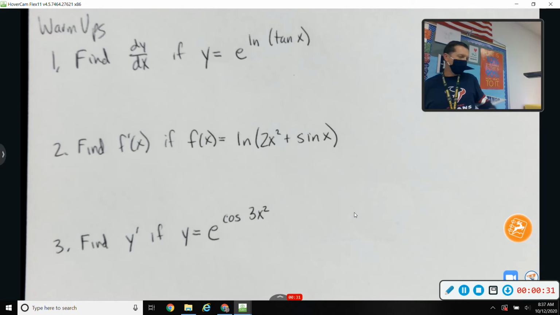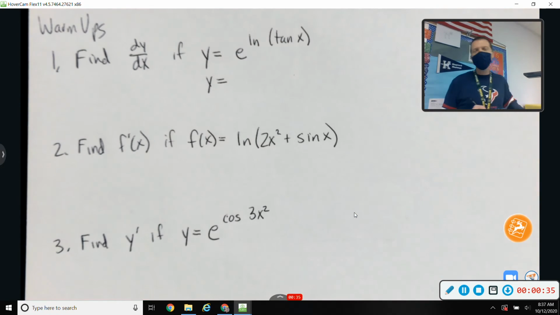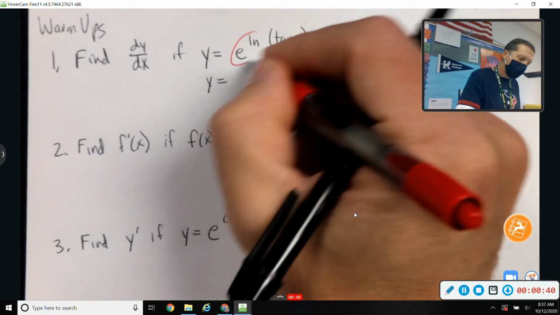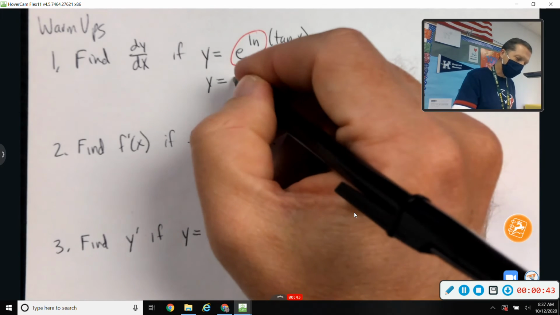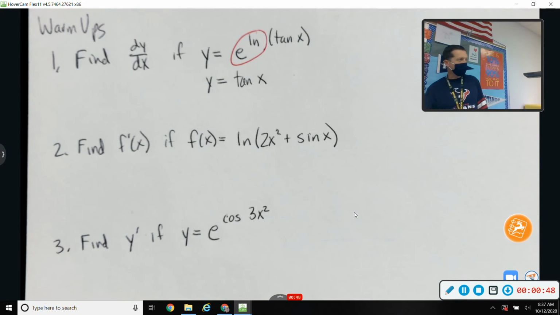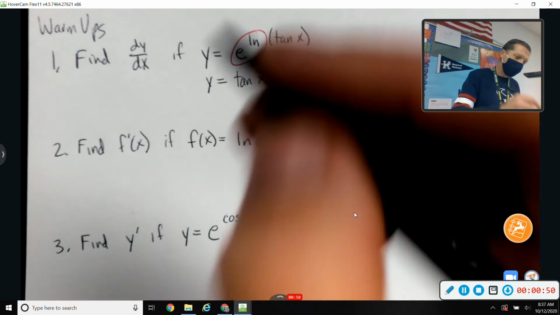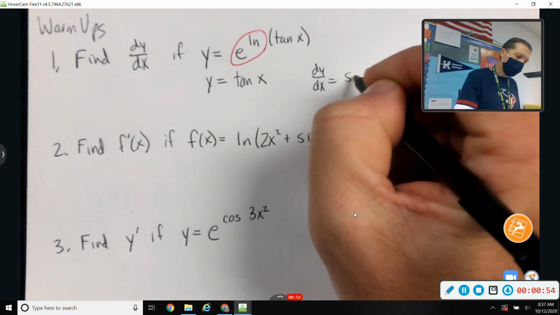All right, number 1. Again, algebra first. Algebra first usually makes your calculus life easier if you see it, if there's something to do. E to the natural log, those cancel each other out. So this is the same thing as y equals tangent of x. That's not calculus, but now it's going to make our calculus a lot easier because the derivative of tangent is secant squared.